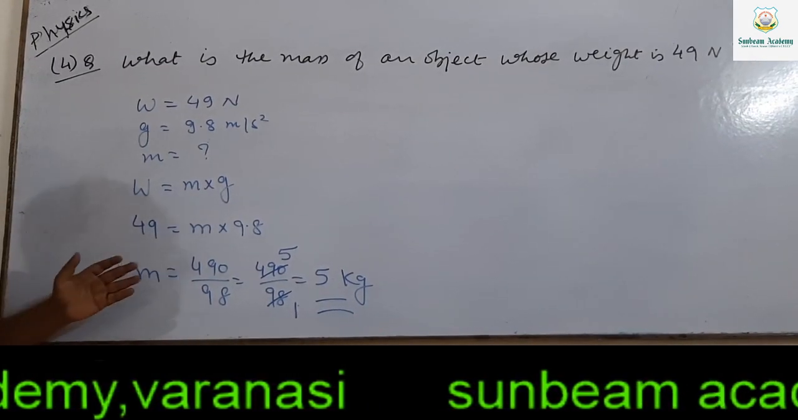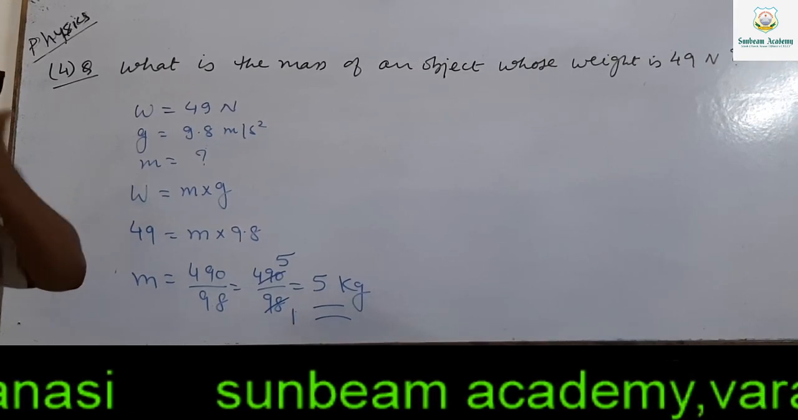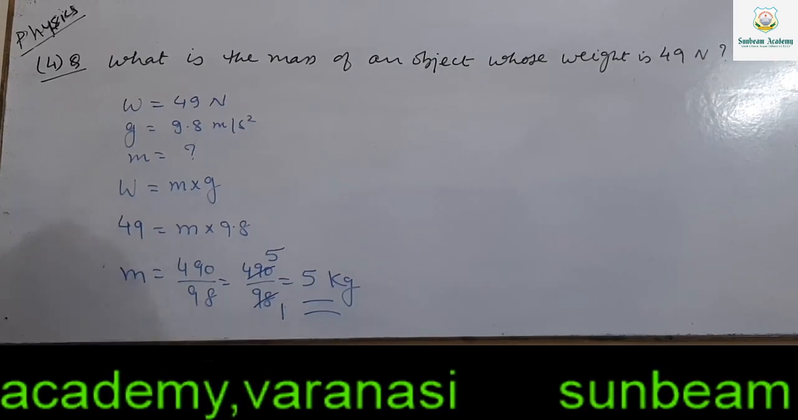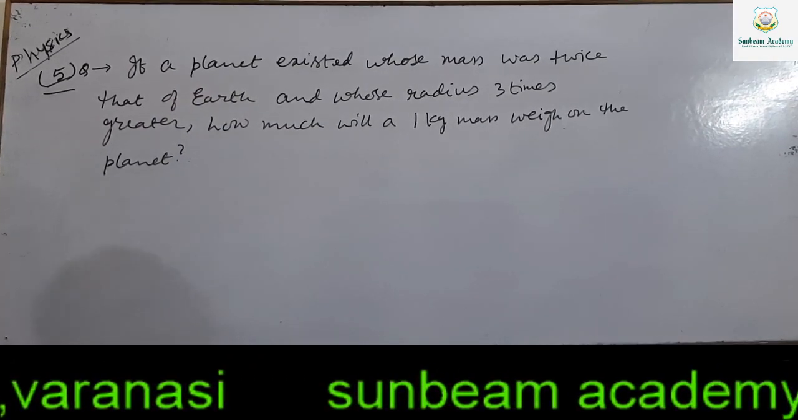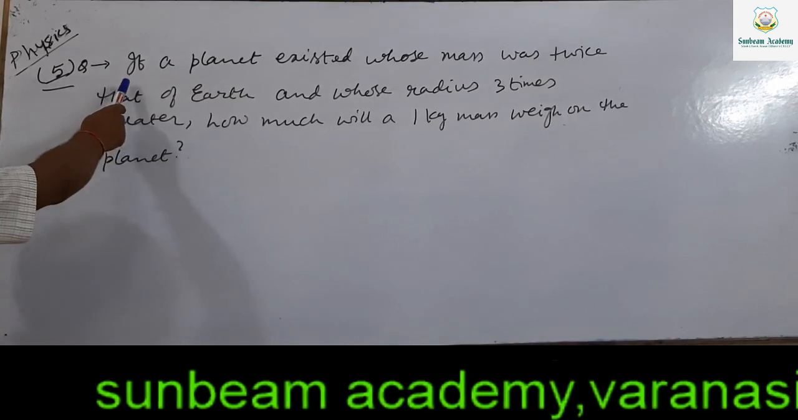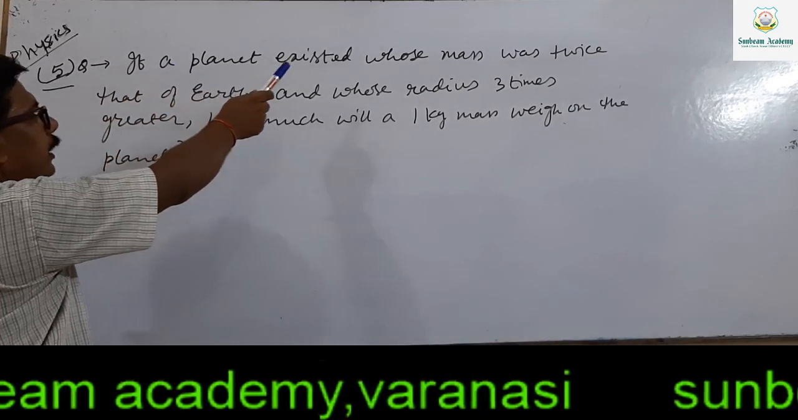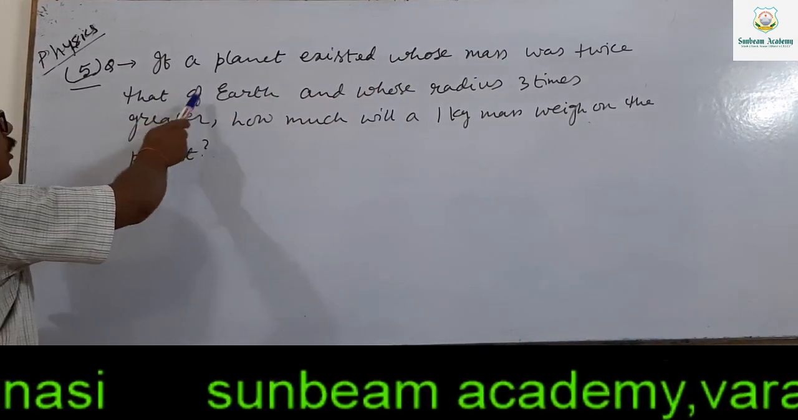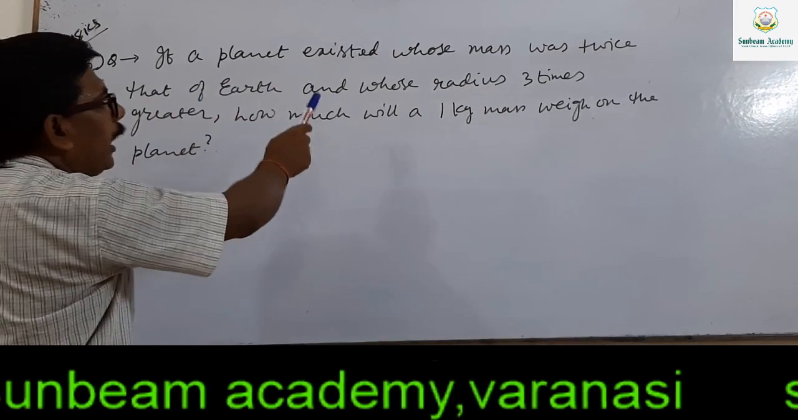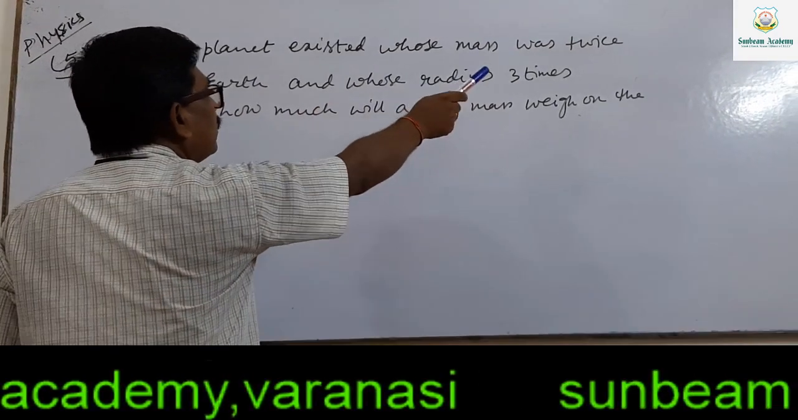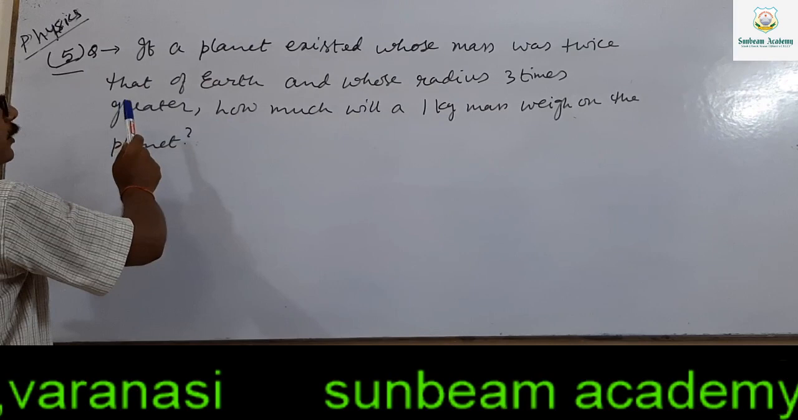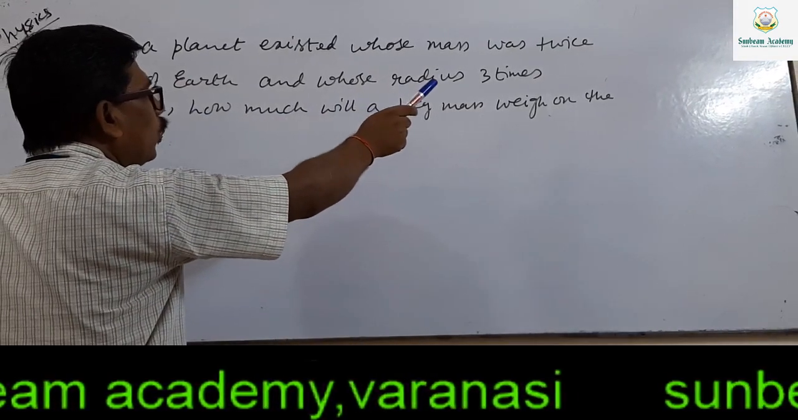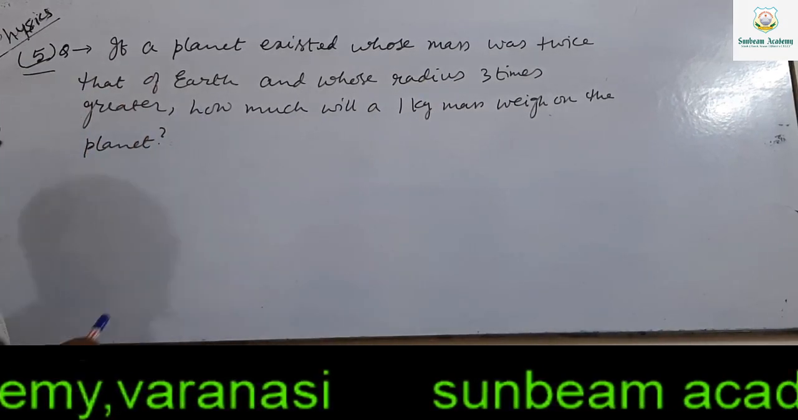So now let us see the next numerical. If a planet existed whose mass was twice that of Earth and whose radius was 3 times greater, how much will a 1 kg mass weigh on the planet?